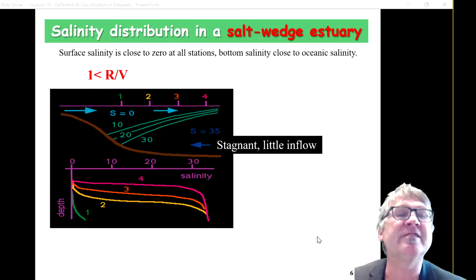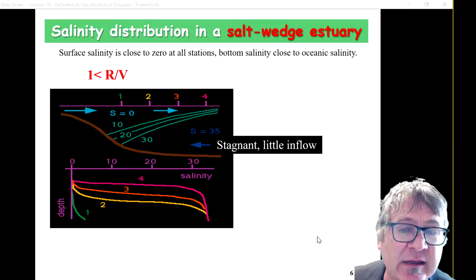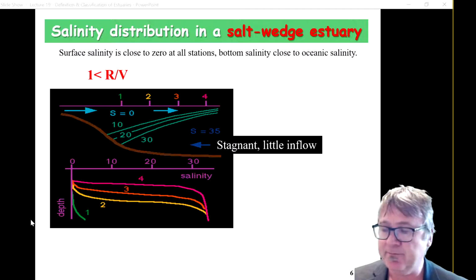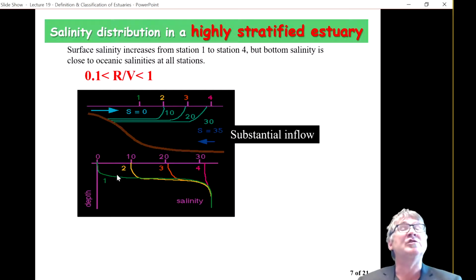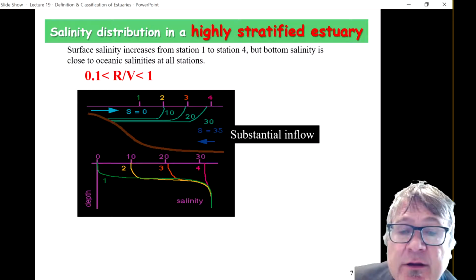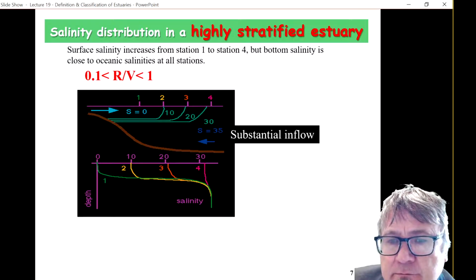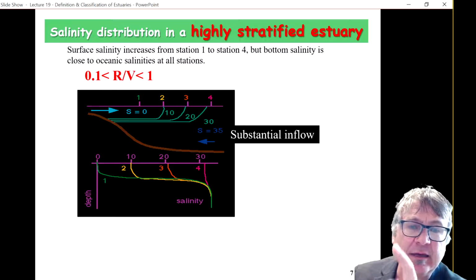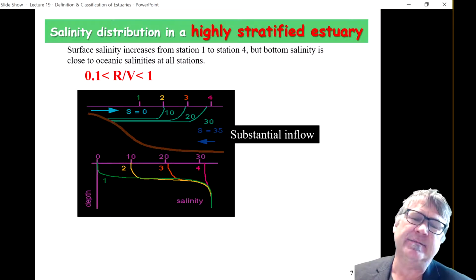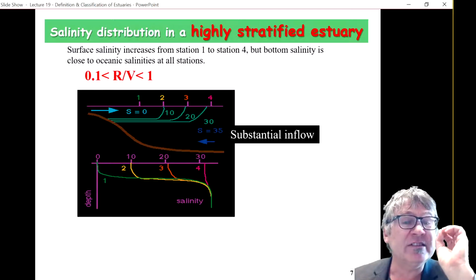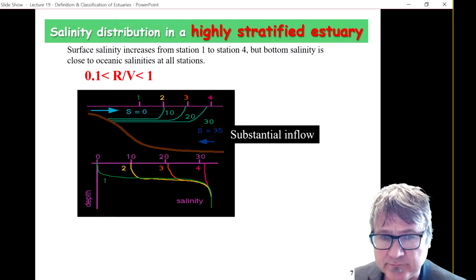So let's see what happens if we have a slight reduction in the R over V ratio. Okay, we come to a system which is called a highly stratified estuary. And you think, oh, that looks very similar. Well, it does, but there's a significant difference.